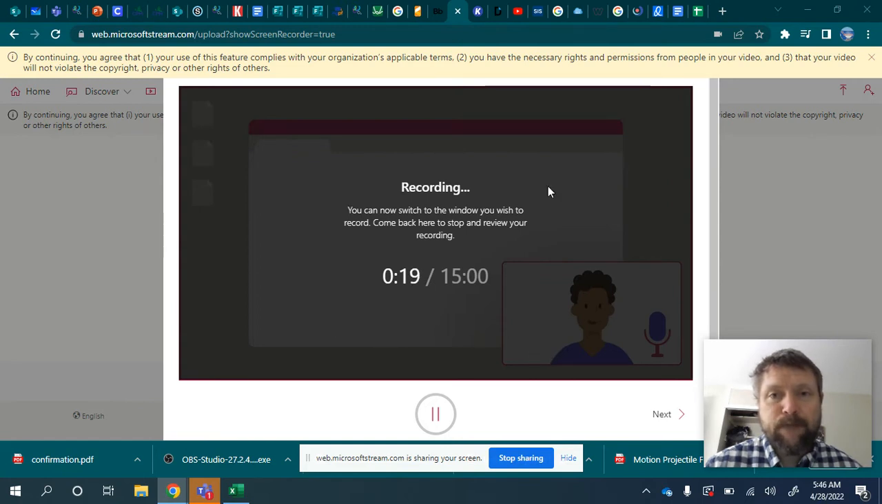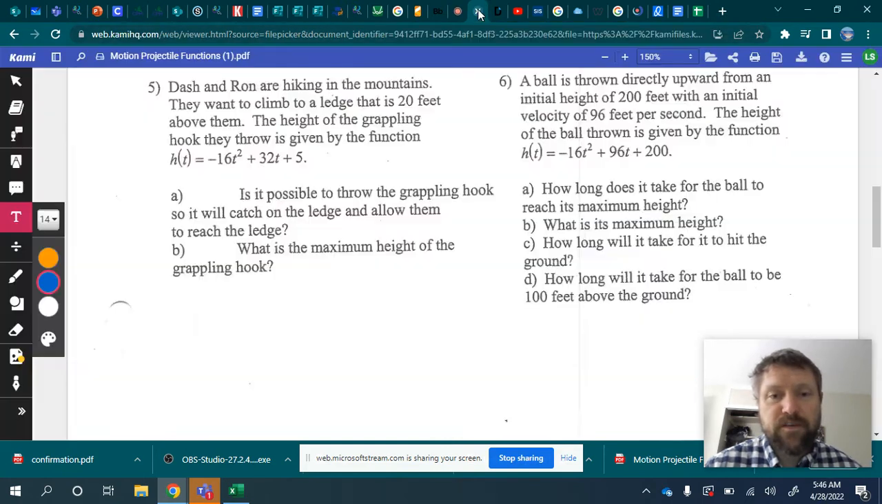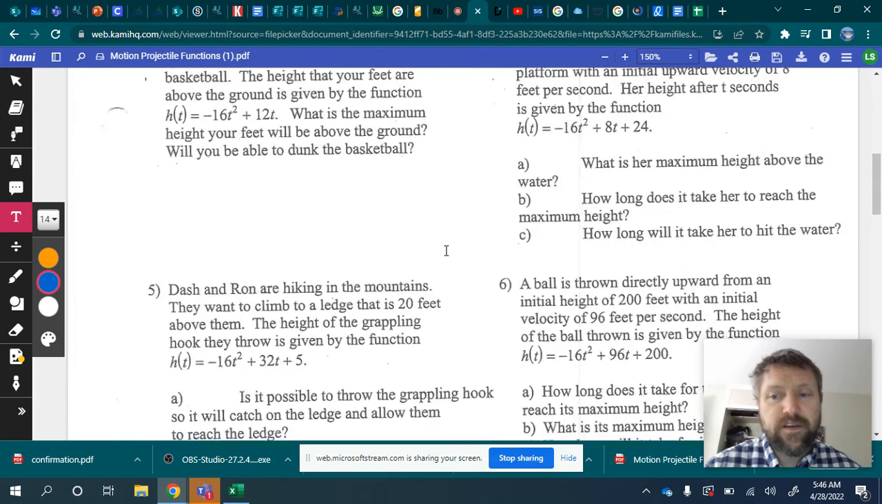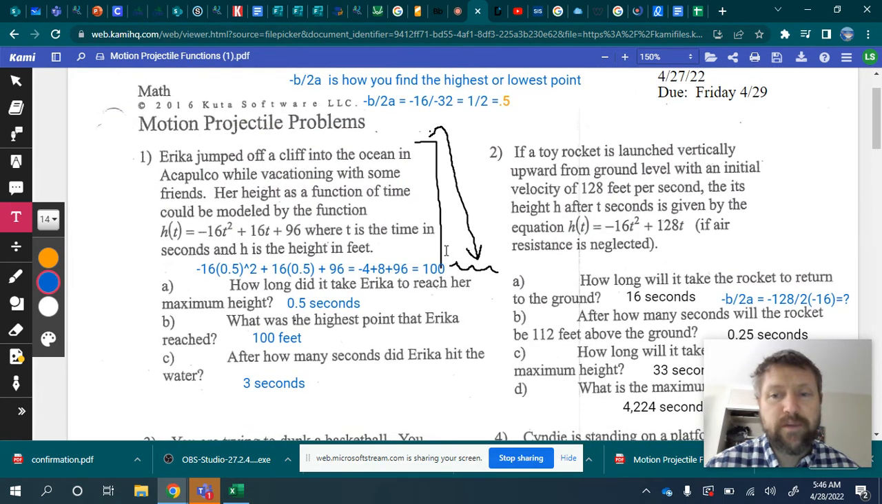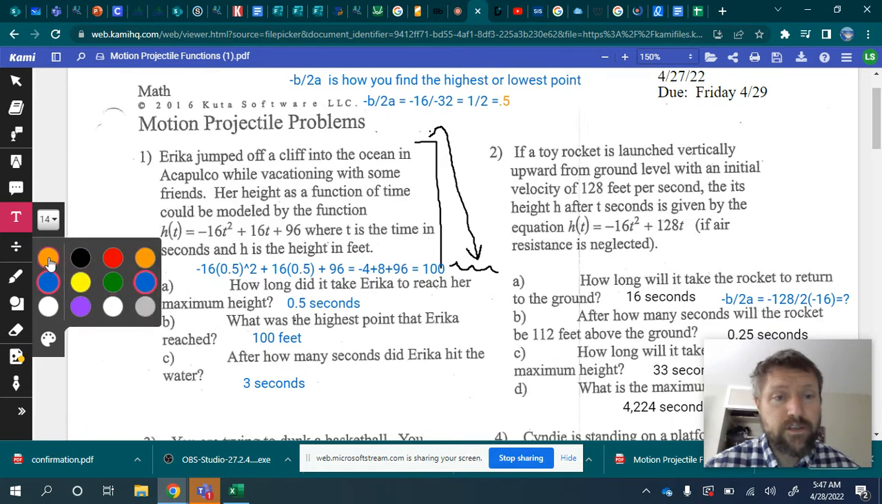I'm going to go to yesterday's assignment, which is on Cami. Yesterday we did question number 1 on Cami, and you were supposed to do number 2 for homework. Go back to look at the question, and we see that we have a quadratic function, Erica jumping into the ocean from a cliff.